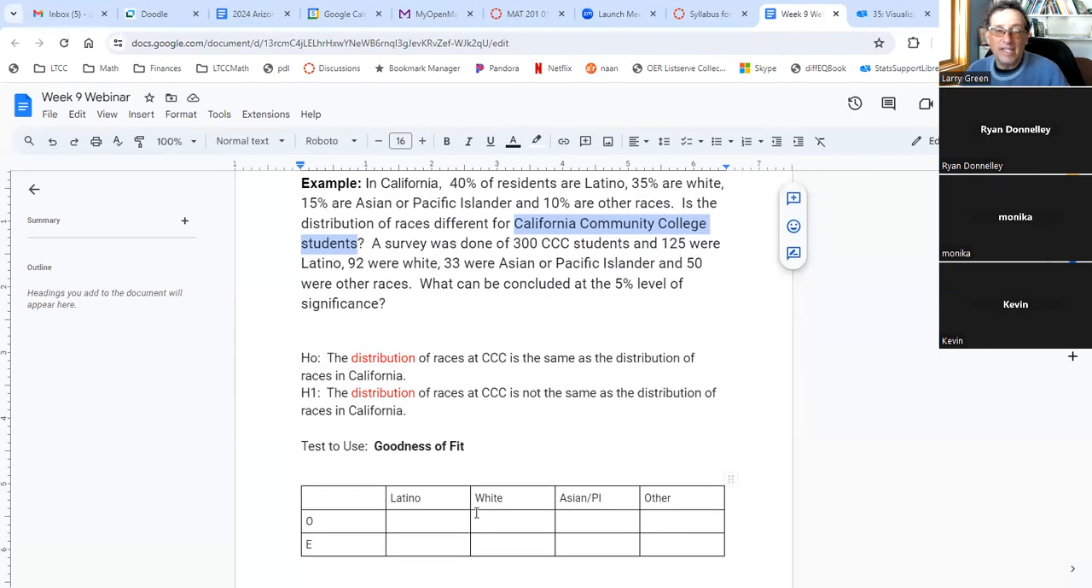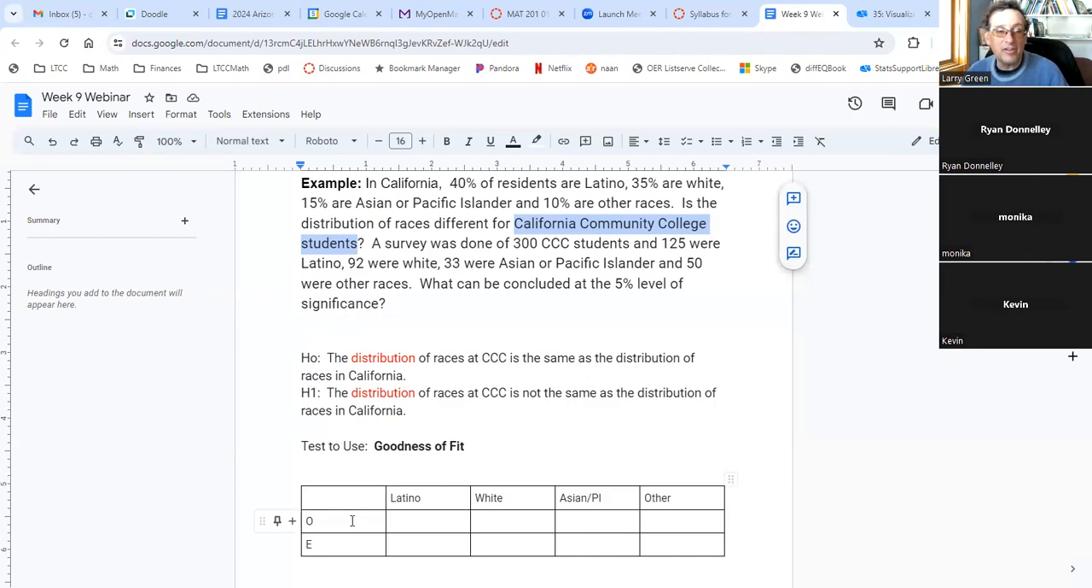Okay, so now what I'm going to do is I'm going to create my observed and expected table. Okay, that's always a very step-by-step process when you do goodness of fit. Step one is to read the question. Step two is to write down the null hypothesis and the alternative hypothesis. Step three is to look at it and see if it's a goodness of fit test. If it is, write down the word goodness of fit. The next step is to write down the observed and expected table, is what we call it.